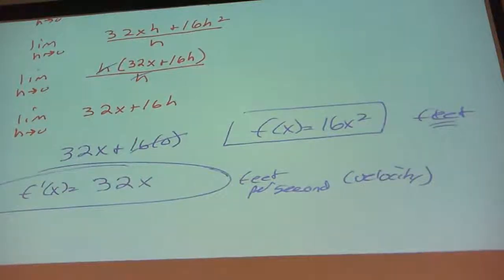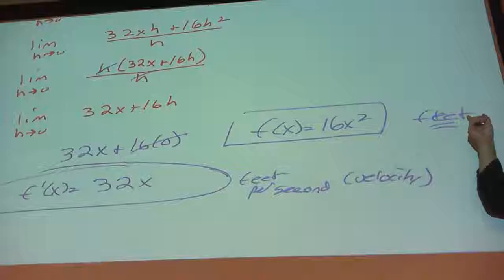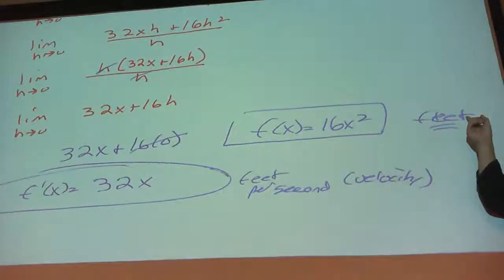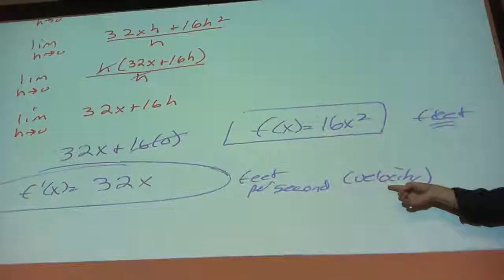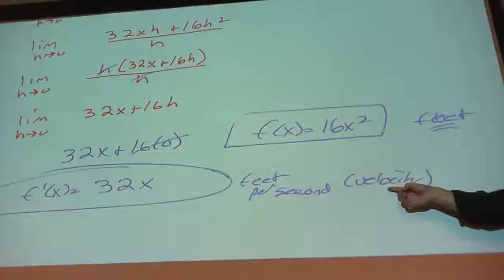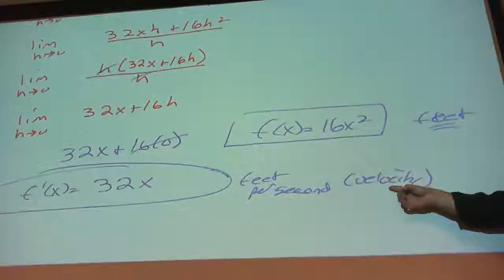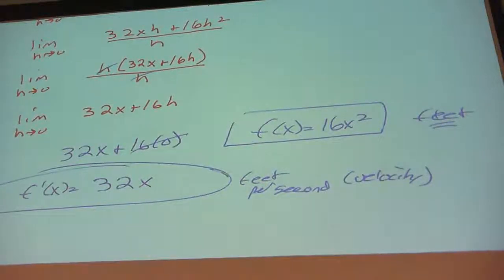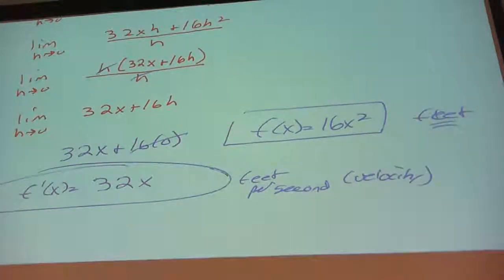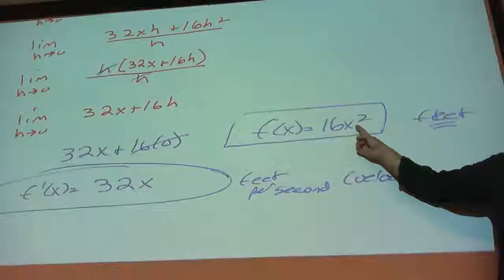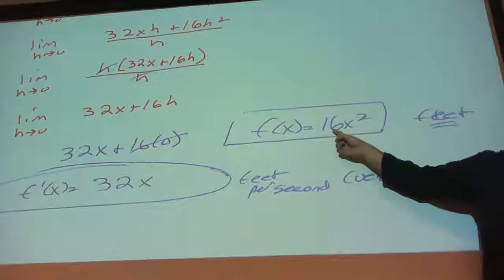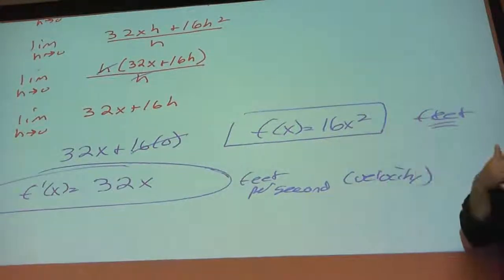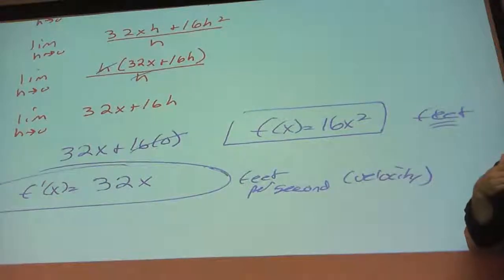So the original tells me how many feet away. This one tells me rate of change. And it tells me something called instantaneous rate of change. Right now, at a certain second, how fast it's going. And let me tell you the difference. Take 2 and plug it in here. 2 squared is 4. 4 times 16 is 64. At 2 seconds, where's the ball?